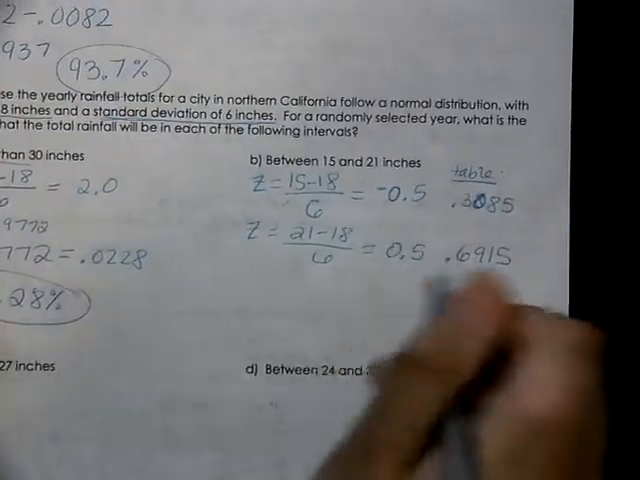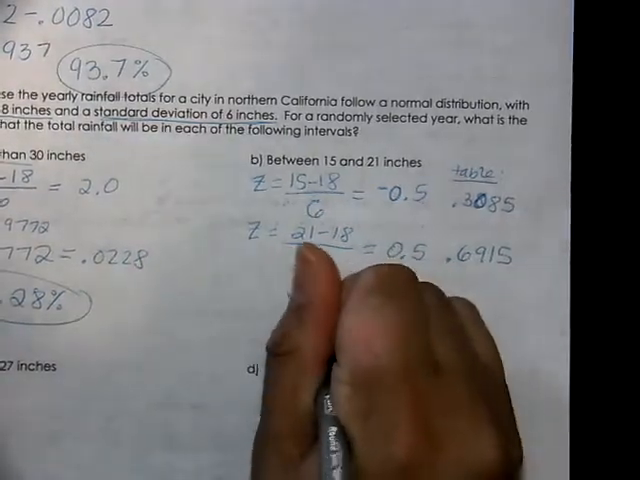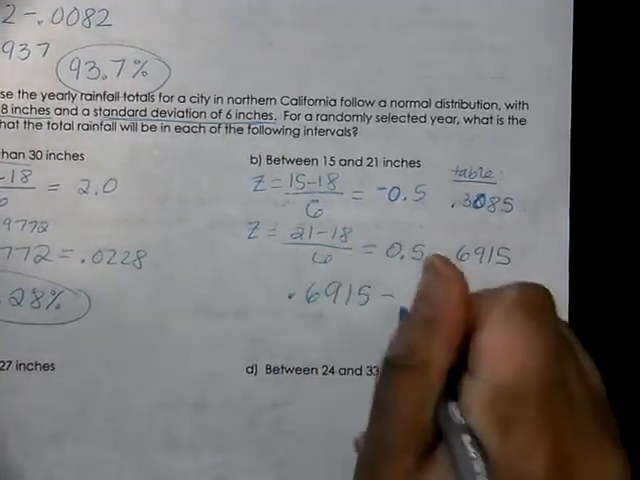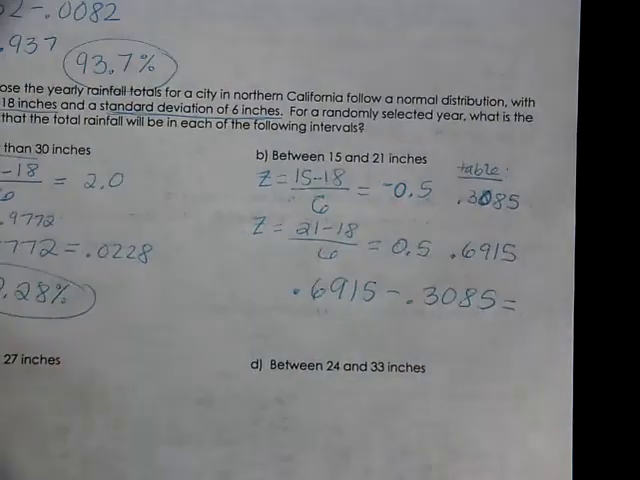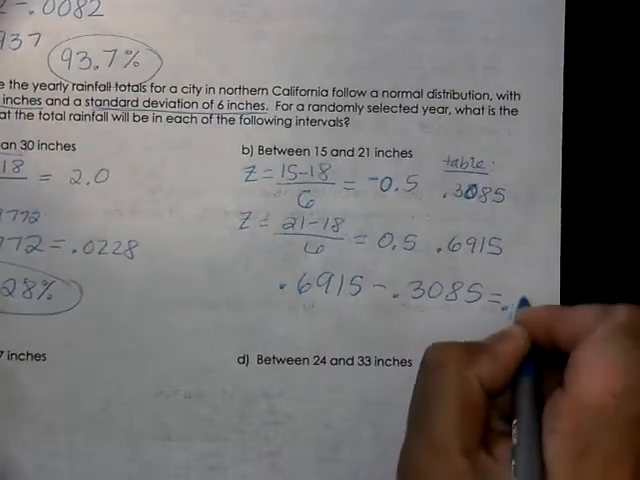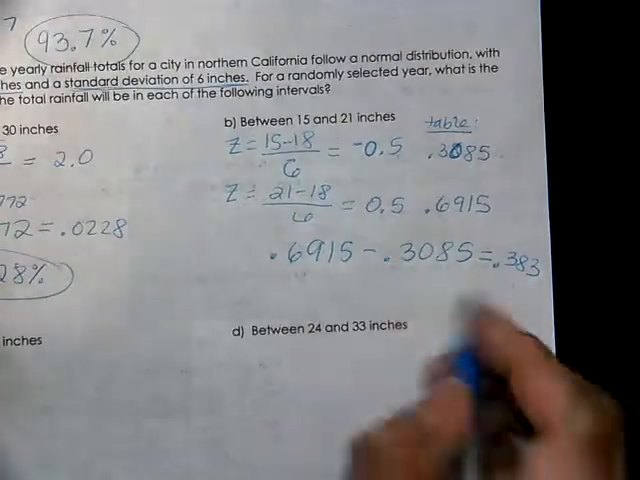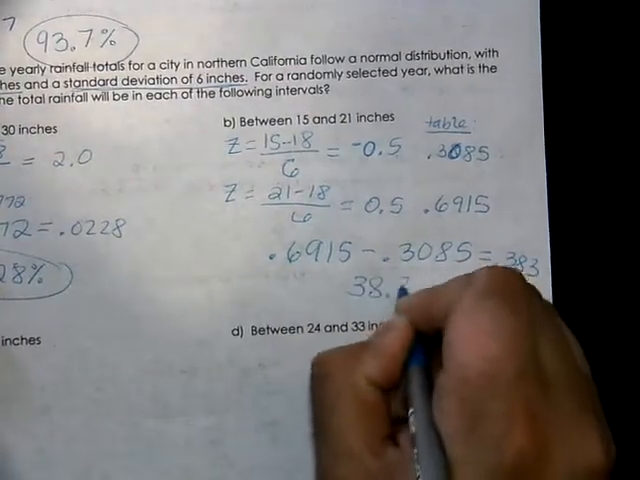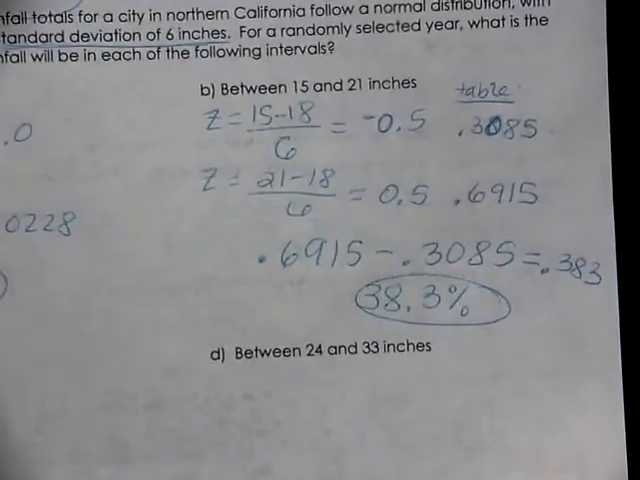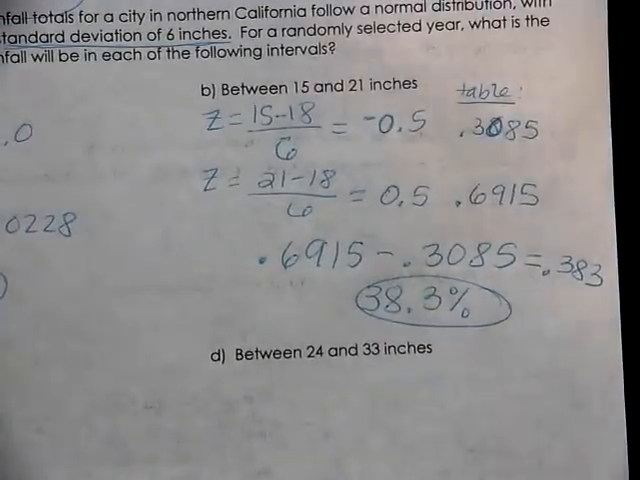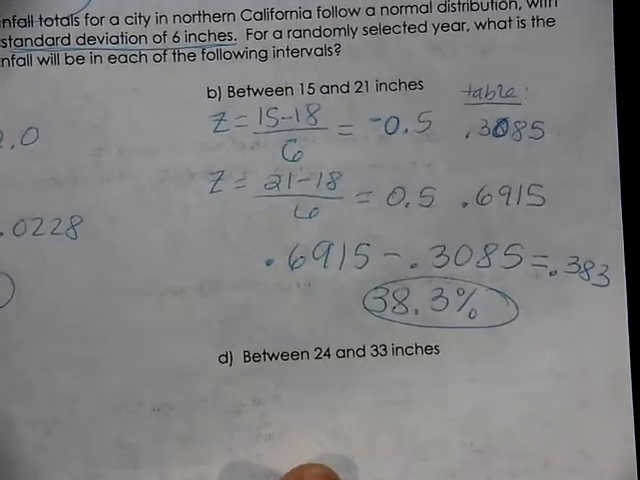Alright, and then from here we subtract these two so that we can find what's between them. So 0.6915 minus 0.3085 comes out to 0.383. And then we want to write this again as a percentage. So we would say 38.3%. Alright, and then the last two examples that go with the same scenario, we're going to do a less than.